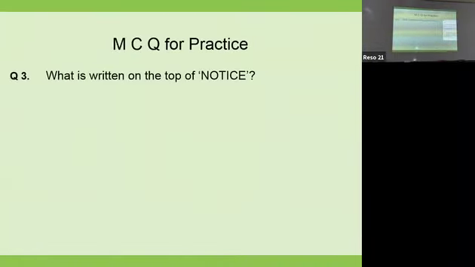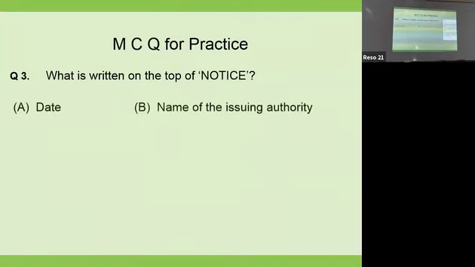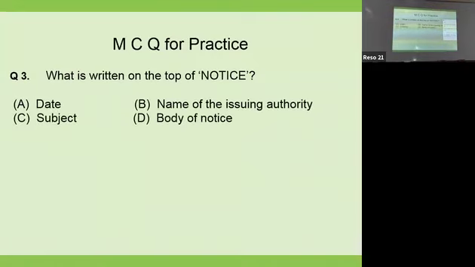Third one, what is written on the top of a notice? Date, name of the issuing authority, subject or body of the notice. The correct one is the name of the issuing authority. B is the correct answer. Can you see it? I'm not obstructing.